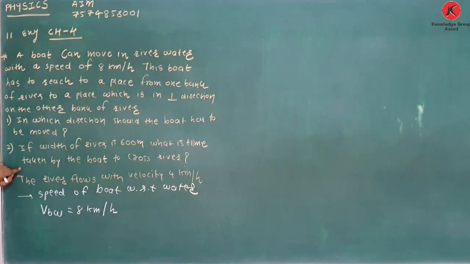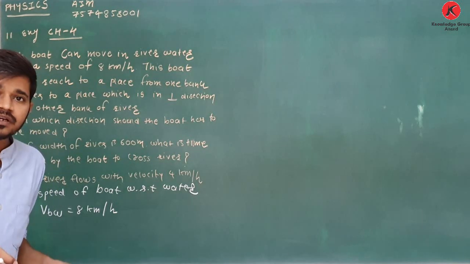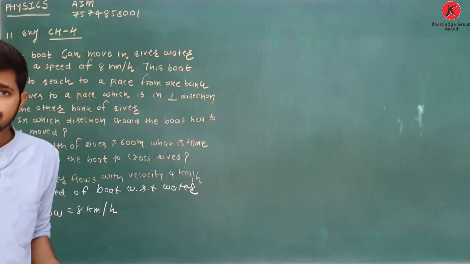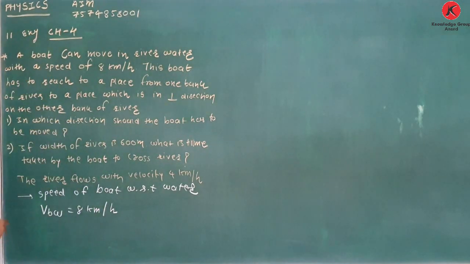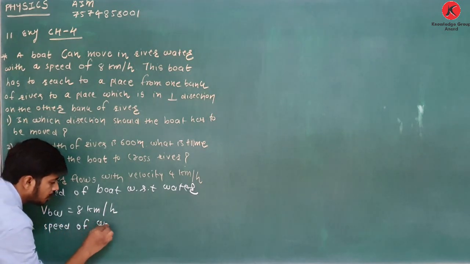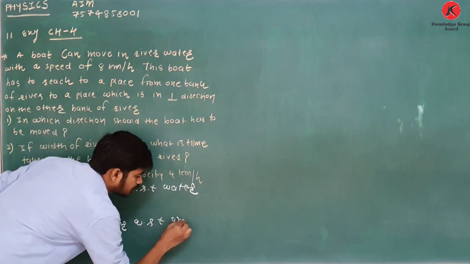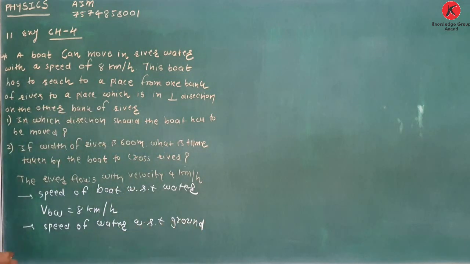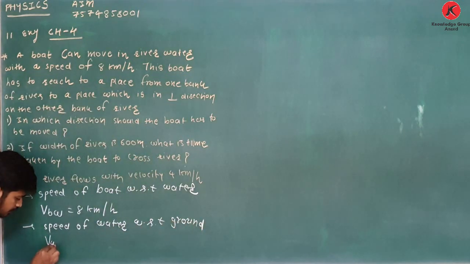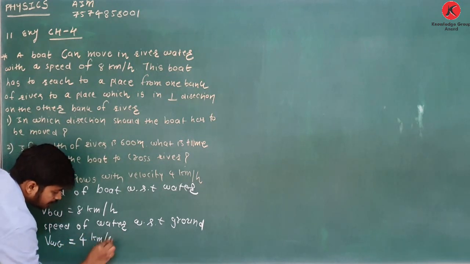See, the river flows with velocity 4 km per hour. River flows means water is flowing in the river. Yes, water in the river is flowing with respect to ground. Yes, with respect to earth. So the river flows with velocity 4 km per hour. It means speed of water with respect to ground, VWG is equal to, here it is 4 km per hour.